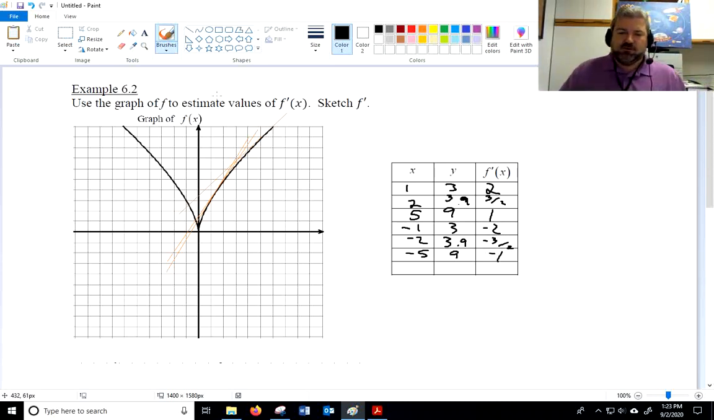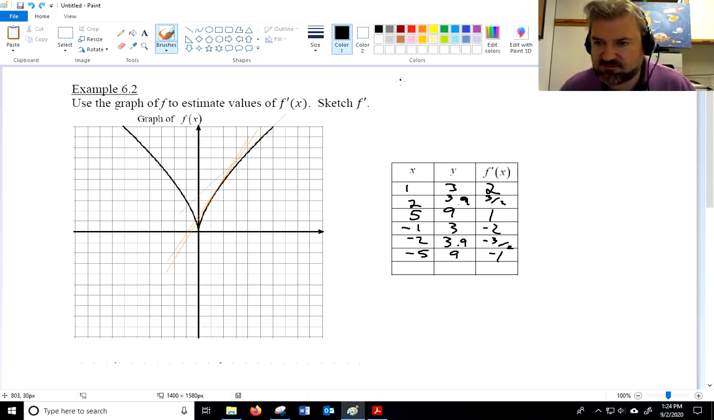So let's think about what's happening if we could zoom in on this graph and start getting tangent lines closer and closer and closer to the x value of 0. Well, as I zoom in, what's going to happen is you're going to see this little kind of V here is going to become more and more like this.